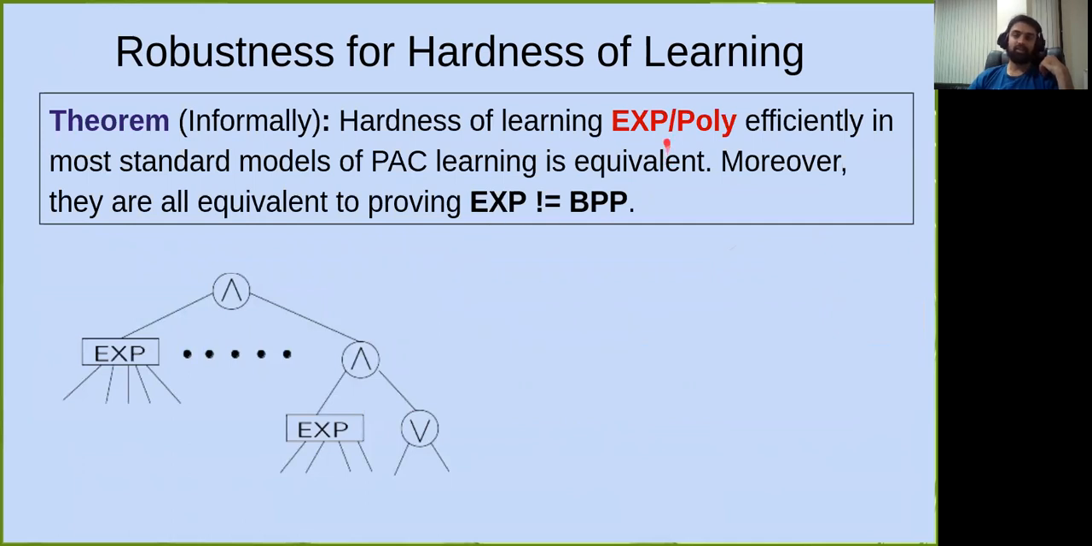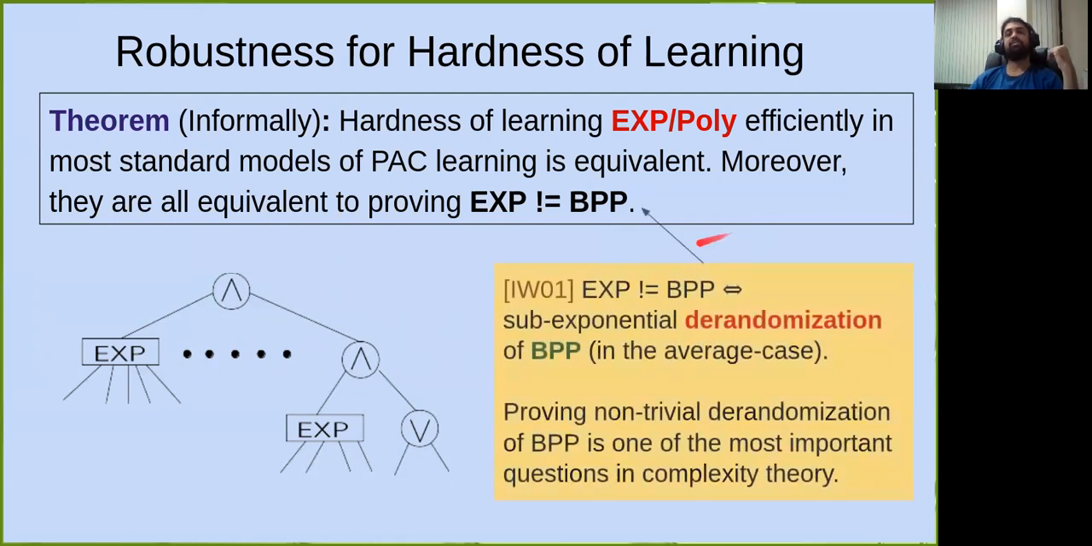Looking at the result of learning EXP/poly further, EXP/poly is a class of functions computable by polynomial size circuits with EXP oracle gates. What we show is that the hardness of learning this class in most standard models of PAC learning is equivalent to showing that EXP is not equal to BPP. Now, Impagliazzo and Wigderson showed that if EXP is not equal to BPP, then this is equivalent to sub-exponential derandomization of BPP, but in the average case. So what we do here is connect the hardness of learning the class EXP/poly in most standard models to one of the most fundamental questions in complexity theory, which is showing non-trivial derandomization of BPP.